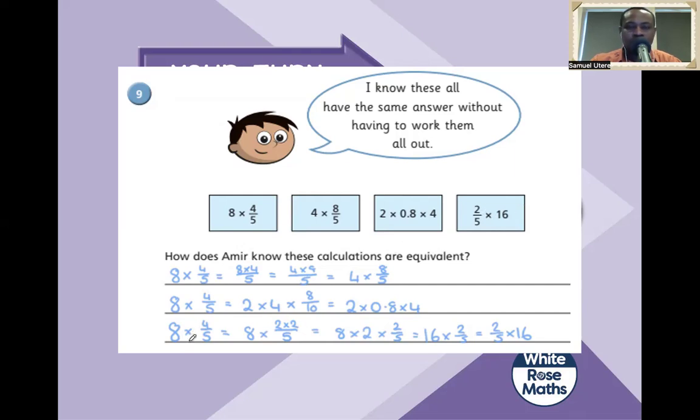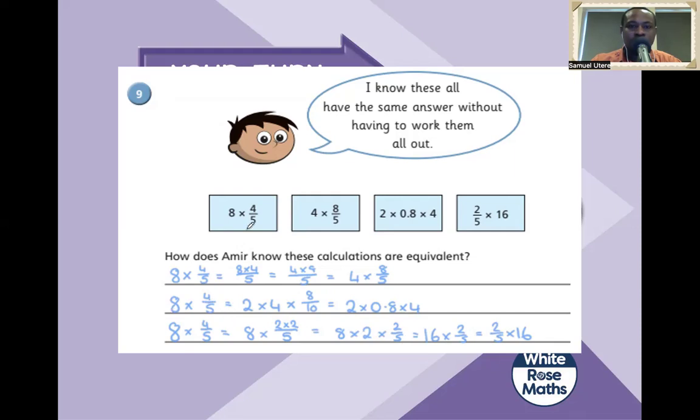So these are the calculations written when they are decomposed. This one is 8 times 4/5, which is the same thing as 8 times 2 times 2 over 5, which is the same thing as 16 times 2 over 5, which can also be written like this. So it's about taking the calculations and rewriting them to show that they are actually equivalent.